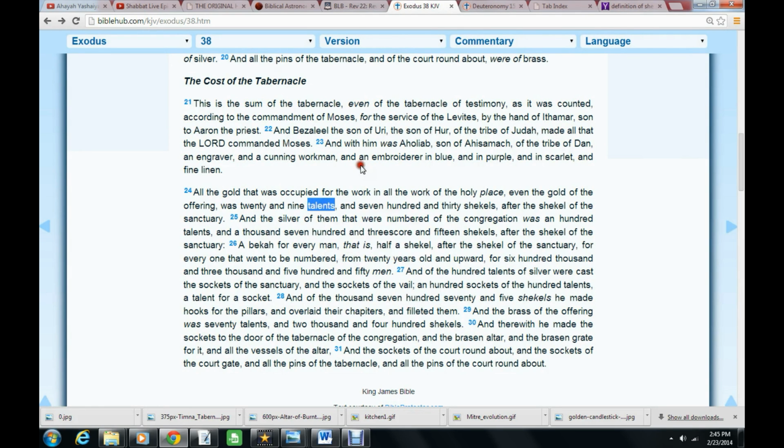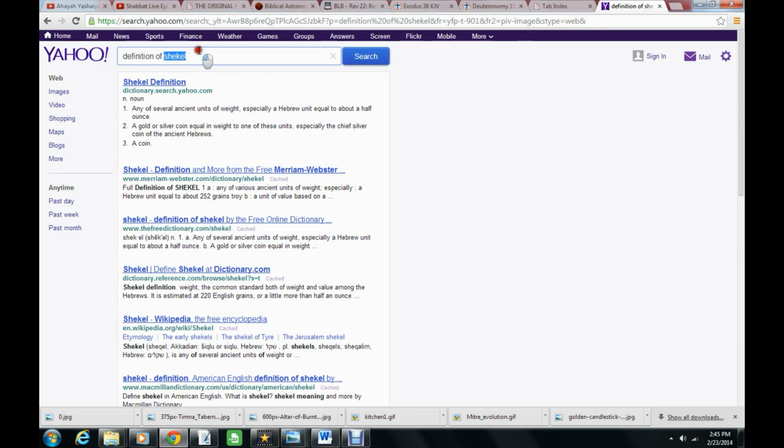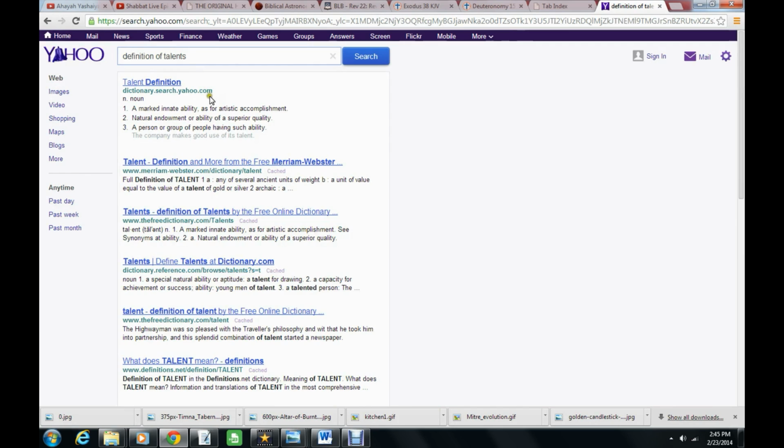Let's see what talents is. Because it's not talent as you can sing good or anything like that. Oh, so that's another unit. Any of several ancient units of weight. A unit of value equal to the value of a talent of gold or silver. So these people are trading gold and silver during that time.